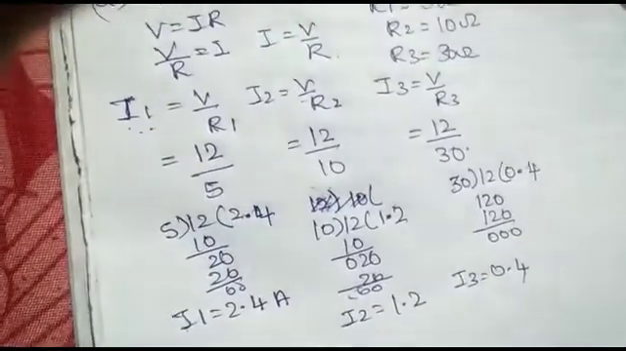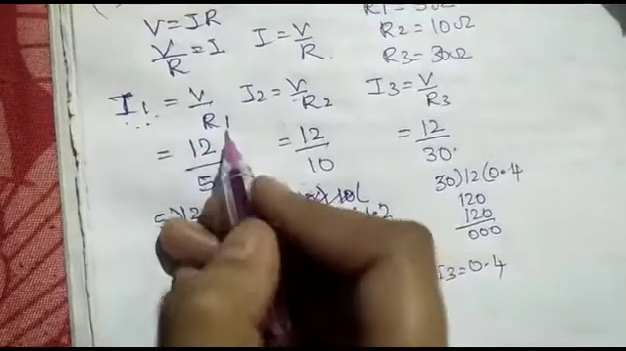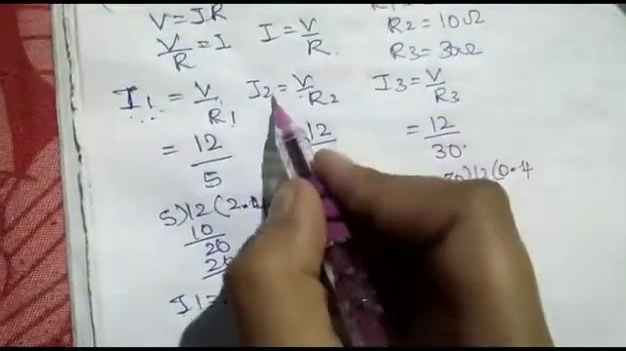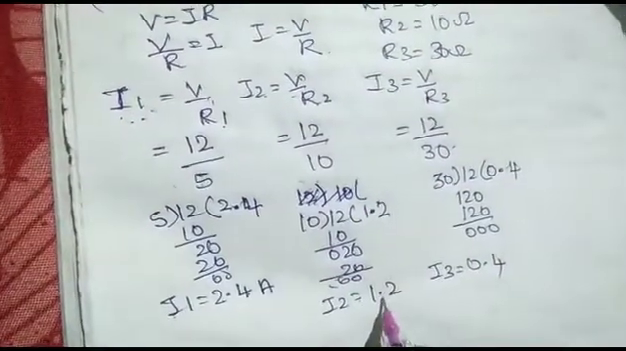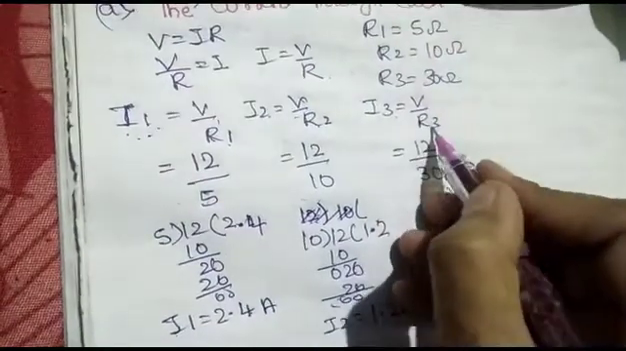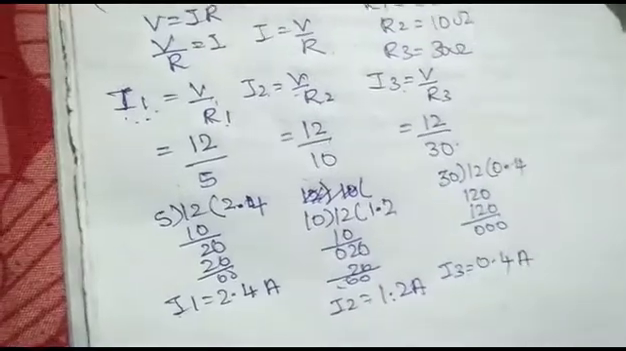So this is the value in a parallel circuit: in R1 resistance it takes 2.4 ampere, in R2 resistance it takes the current 1.2 ampere, and in R3 resistance it takes 0.4 ampere.